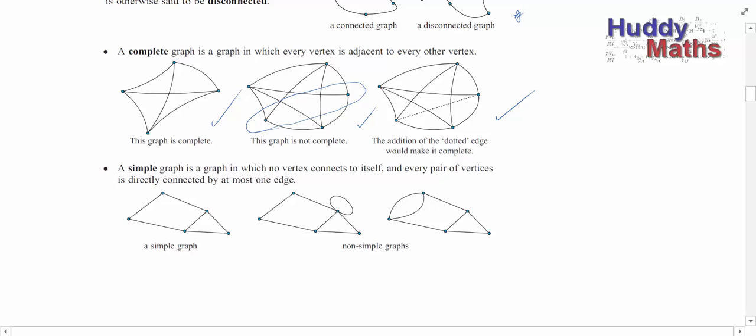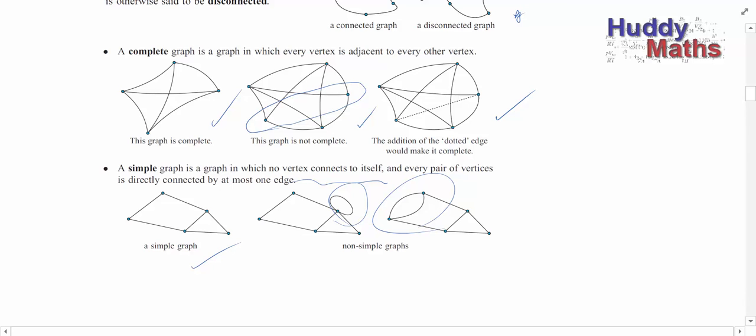Let's have a look at the last one, definition of a simple graph. What's a simple graph? Well, a simple graph, of course, is one where no vertex connects to itself, and every pair of vertices is directly connected by at most one edge. So this is a simple one. You can't have a loop, in other words. And you can't have 2 ways of going between 2 points. So mostly we are going to be dealing in this unit with simple graphs. So you're getting some idea of the language of how we're going to be describing what we're doing.